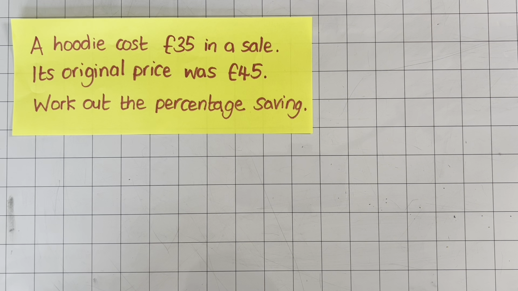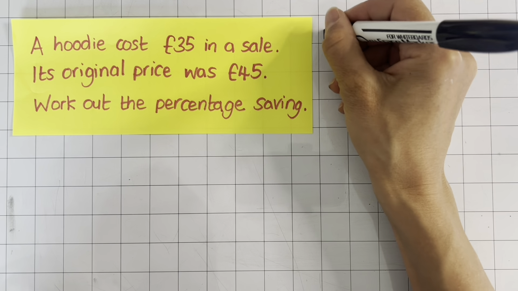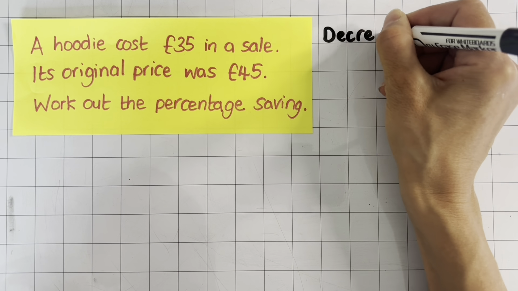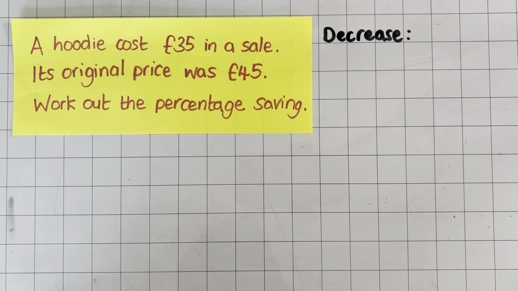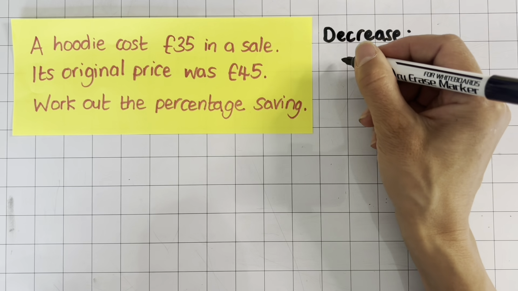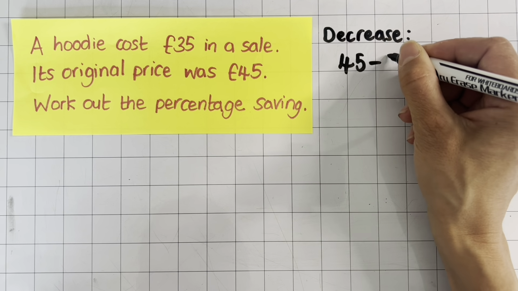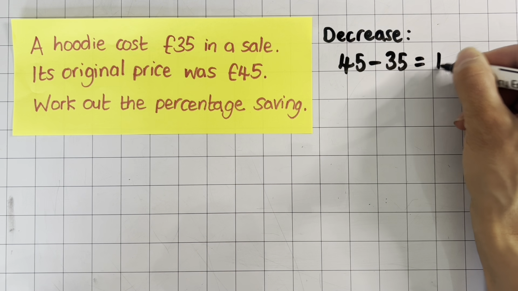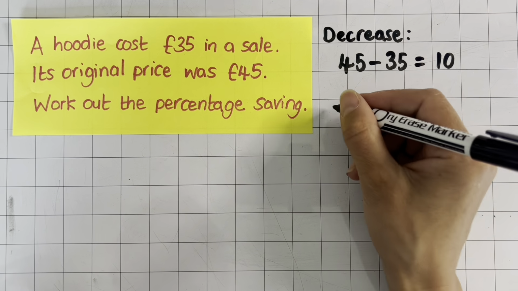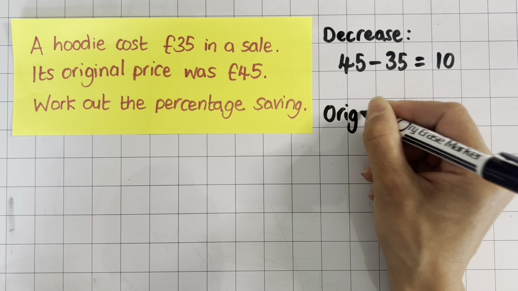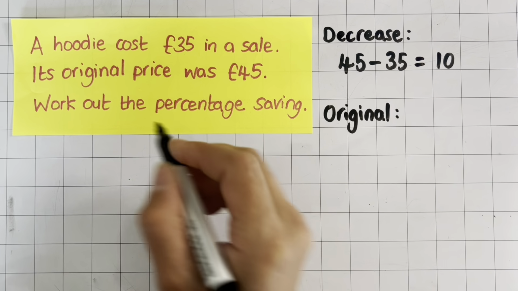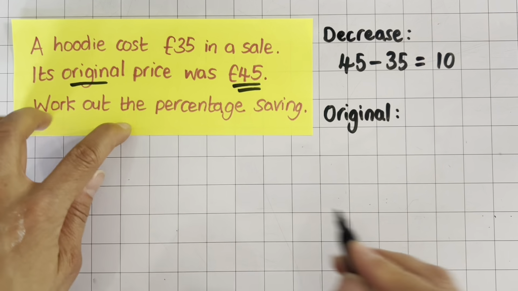The second question tells us a hoodie cost £35 in a sale. Its original price was £45, and we're asked to work out the percentage saving. So first of all, we need to find the decrease in the price. So we're decreasing from 45 to 35. So the change in price is £10. And the original price was £45.